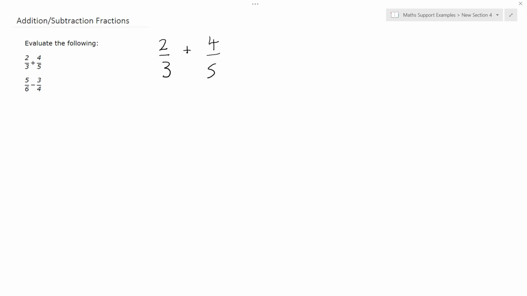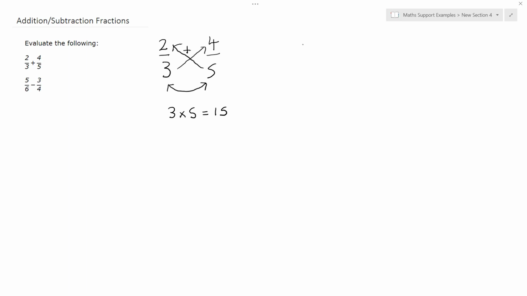To get the common denominator, we can multiply the two denominators together. So we have 3 times 5, which gives us 15. Therefore our common denominator is 15. Our next step is to cross multiply the terms. So I'm going to do 2 times 5 and 3 times 4.